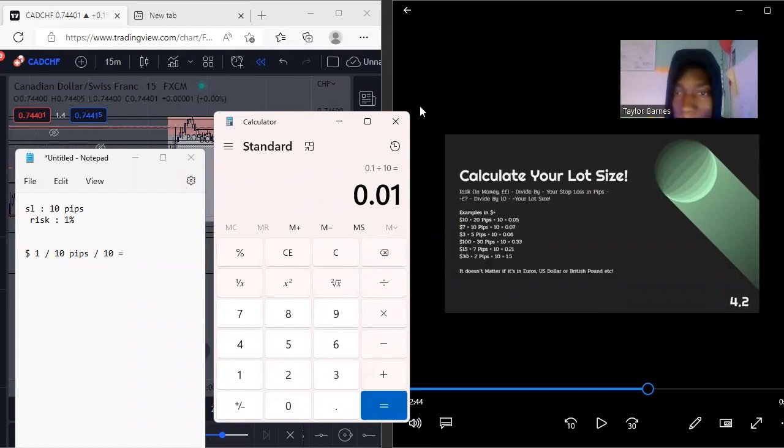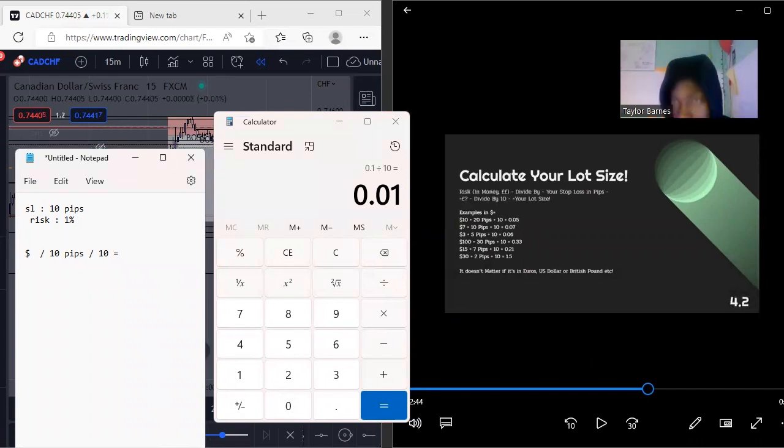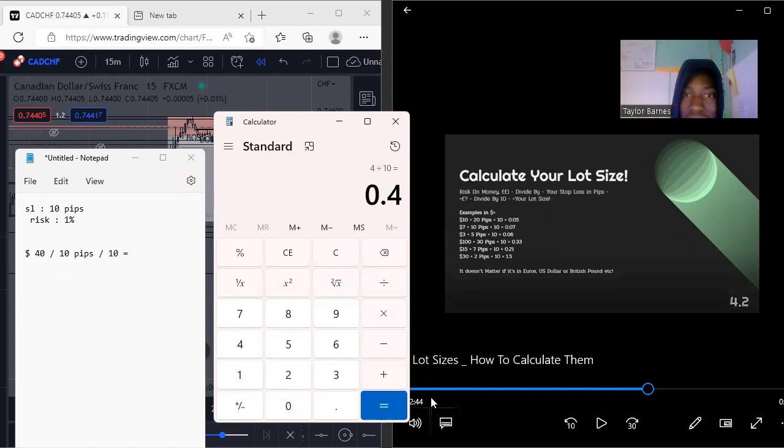It's that simple. So say I've got a $60 account, and I want to risk, say, $40 for whatever reason, which is berserk. It'll be 40 divided by 10, divided by 10, and it'll show you your lot size. So this is how you calculate your lot size.